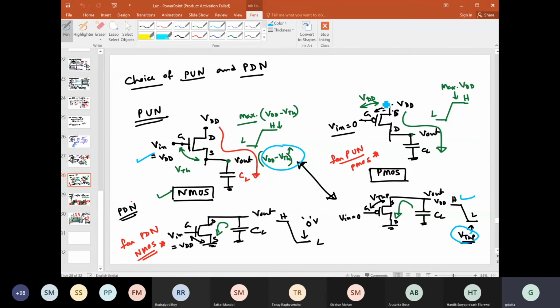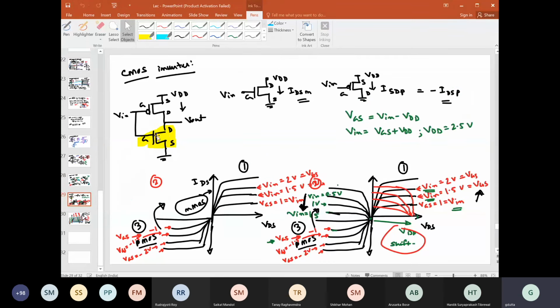These applications are not limited to here. You can also see later on when we discuss some dynamic logic gates, there also you will see why we should always use a PMOS as the pull-up, and why we should always use an NMOS as the pull-down. Those things will come again, but at that time we will not spend much time on that discussion.